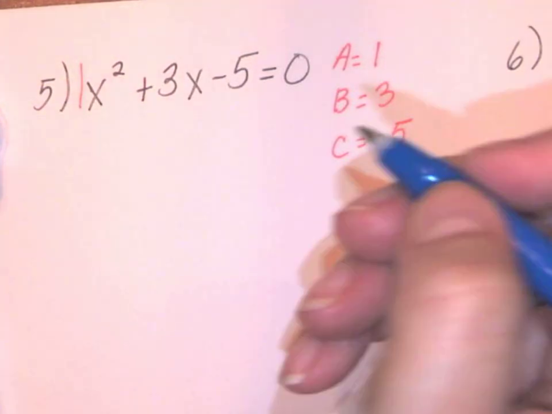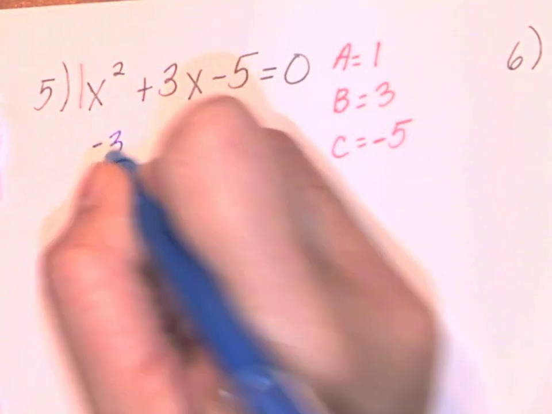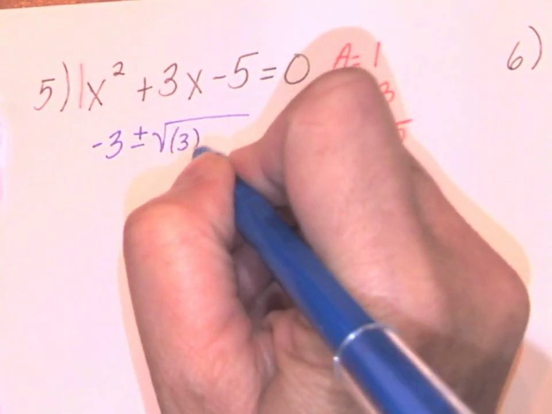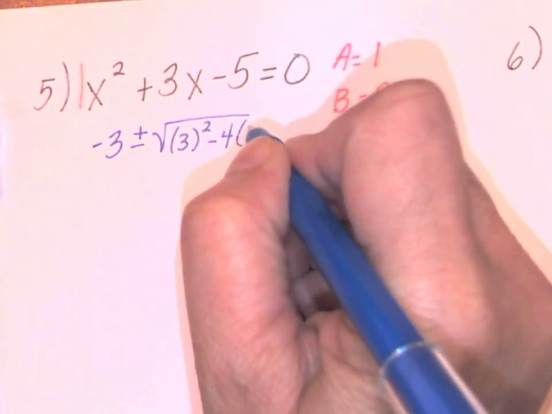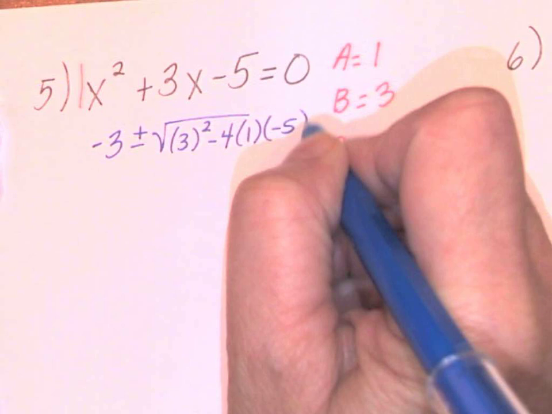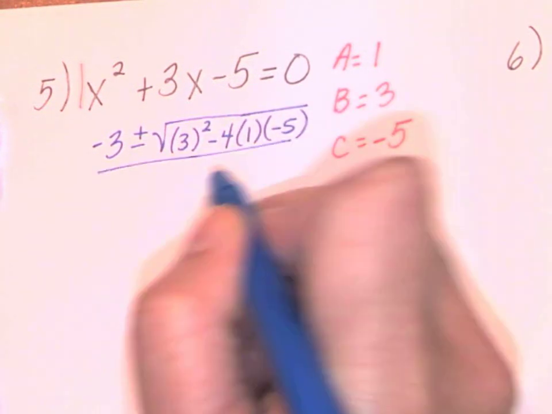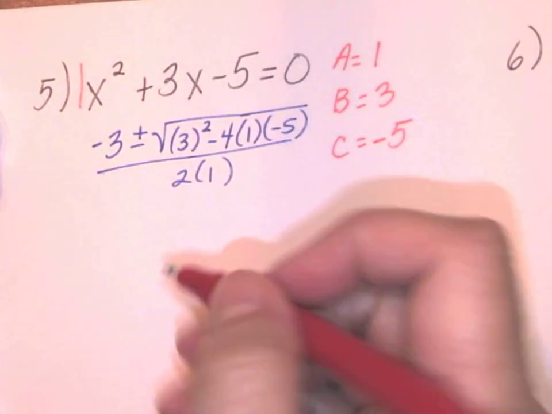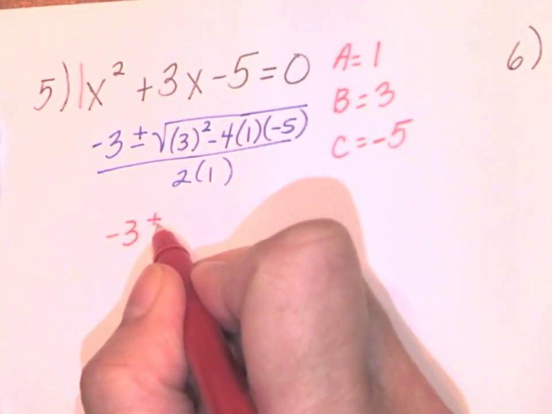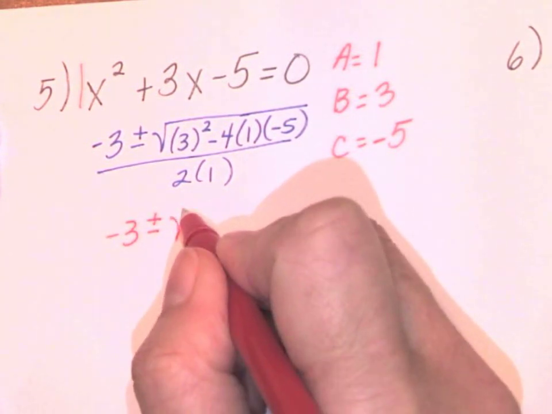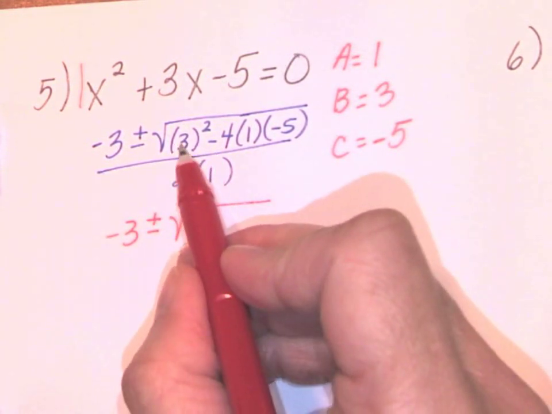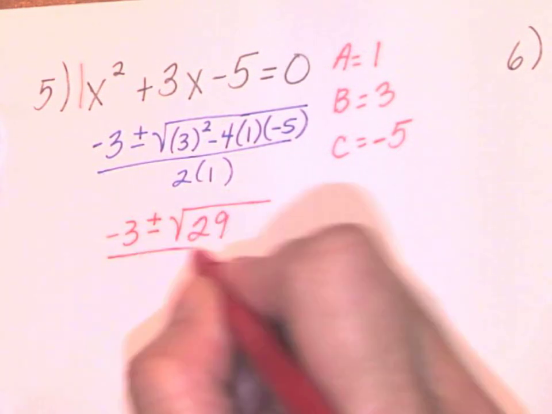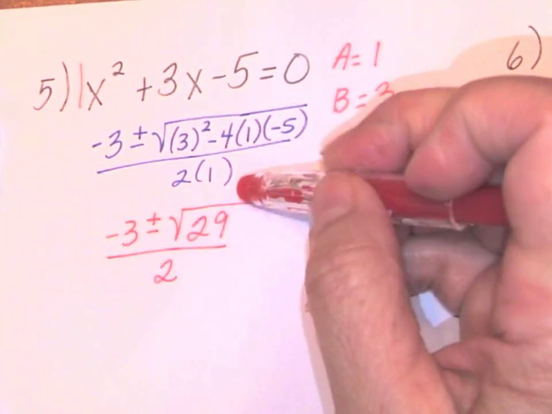The quadratic formula is negative b plus or minus the square root of b squared minus 4ac, divided by 2a. So when I simplify this, negative 3 plus or minus the square root of, this is going to be 9 plus 20, that's 29, and 2 times 1 is 2.